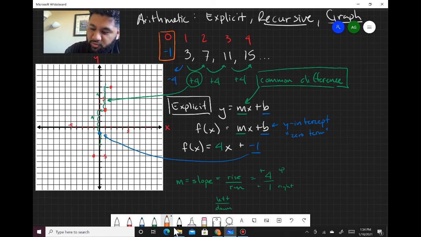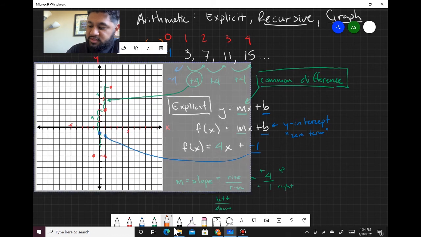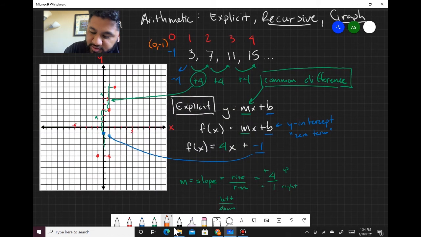This point right here, 0, 1, we can rewrite all of these terms as coordinates, right? So 0, 1 can be rewritten as a coordinate 0, 1, right? Well, that is our y-intercept, and that's what we said with the 0 term over here. So this coordinate is 0, 1, right?